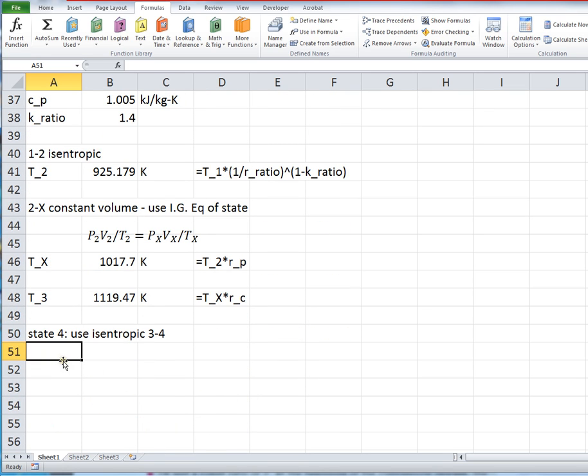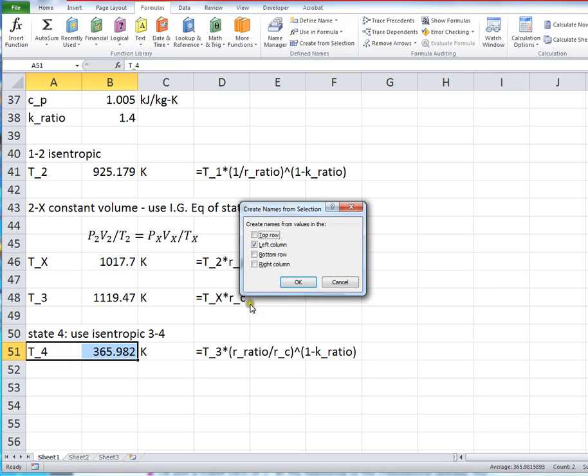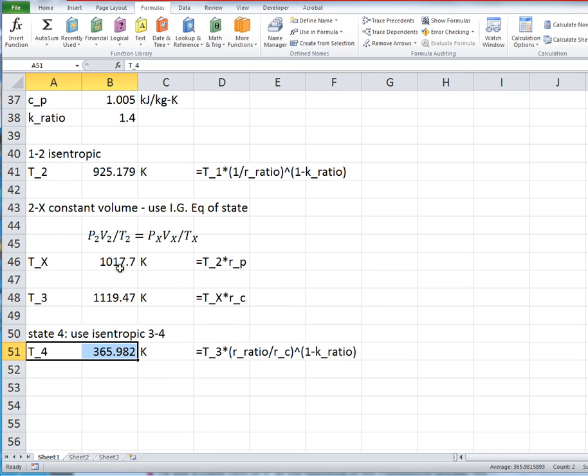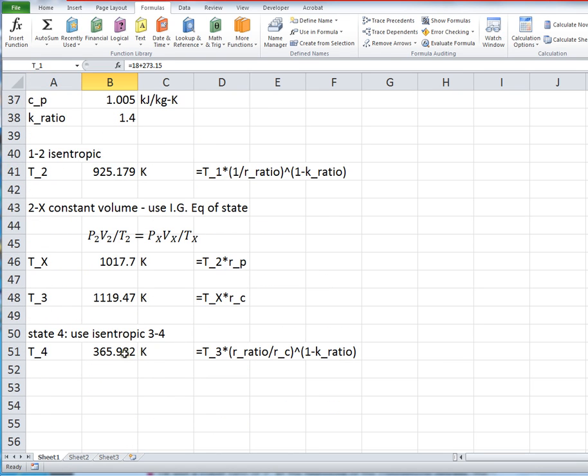So let's see, T4 then is equal to T3 times R ratio divided by RC, and we're going to raise that to the 1 minus K ratio power. And we get a result that agrees with our intuition that this temperature 4 is greater than the other temperature 1, but less than 3. So it seems to fit, and probably we've done the calculations correctly.